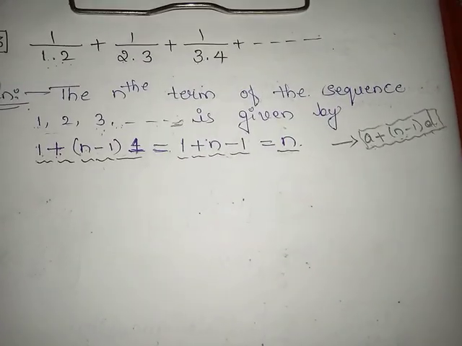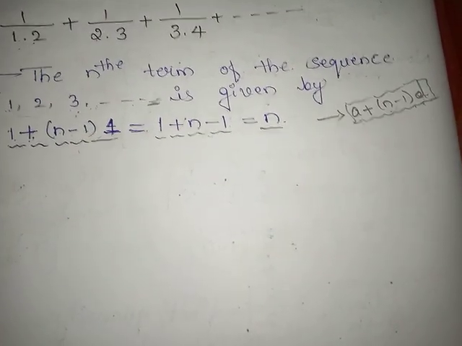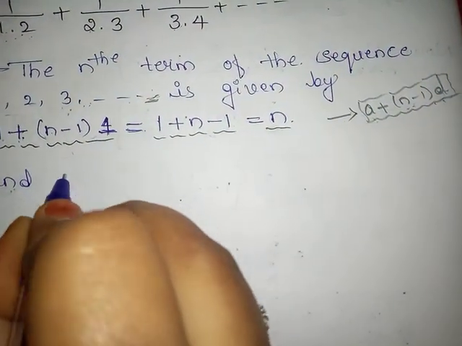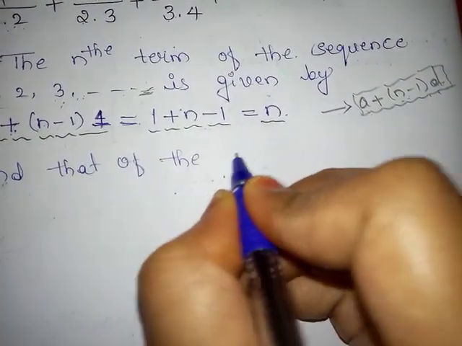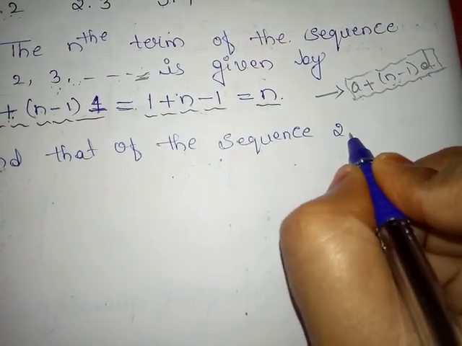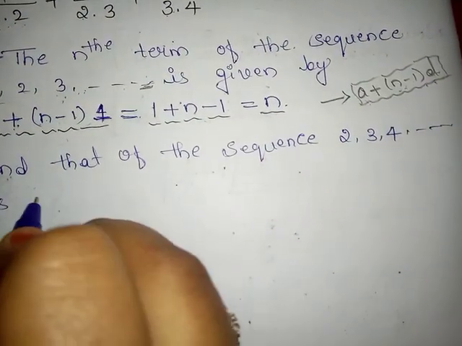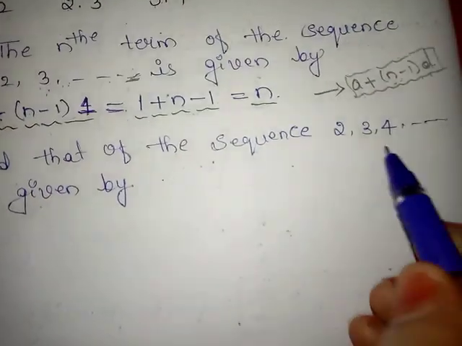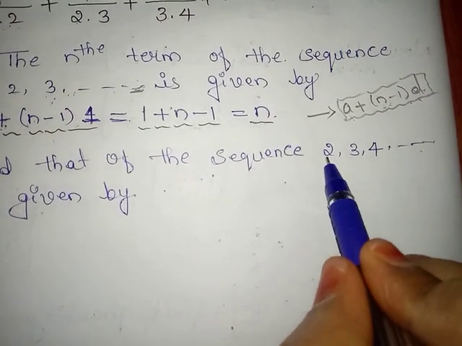Next, we have to find the nth term for the next sequence, that is 2, 3, 4 and so on. See, this is also an arithmetic progression. The first term is... why is it an arithmetic progression?